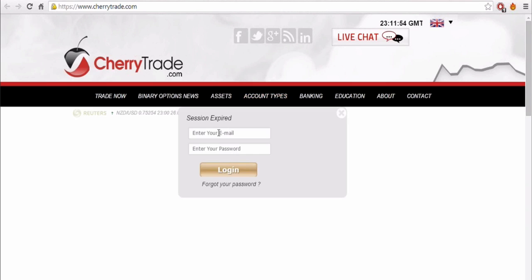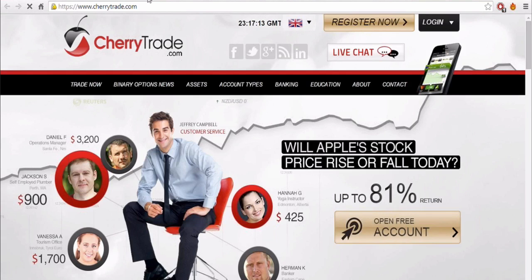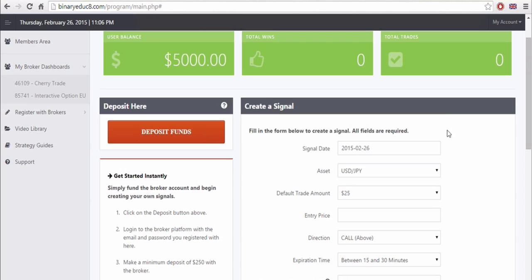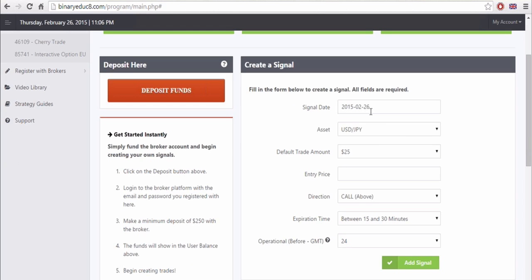As you see here, it pops up. You put in the same email and password that you used to register with BinaryEduc8, and it's easy from there to make a deposit. Once you make your deposit, we'll come back to the BinaryEduc8 site, the deposit's made, the funds show in your account, and you're ready to trade. If you have a look on the right side of the page, you'll see create a signal. This is the trading interface where you're going to enter your signals.